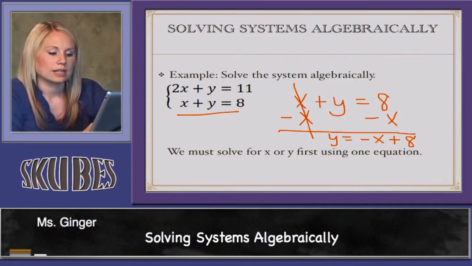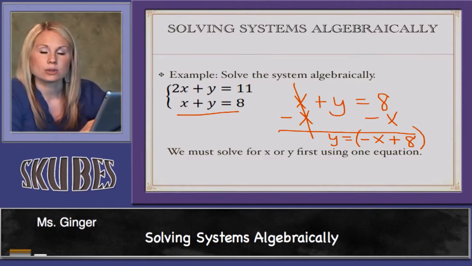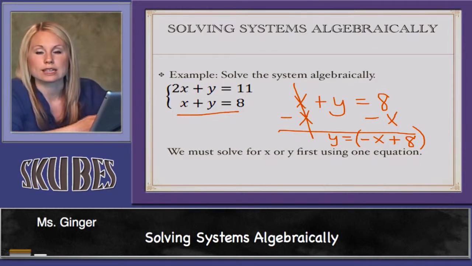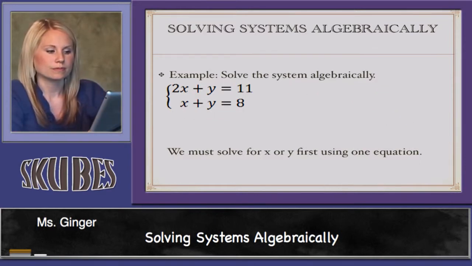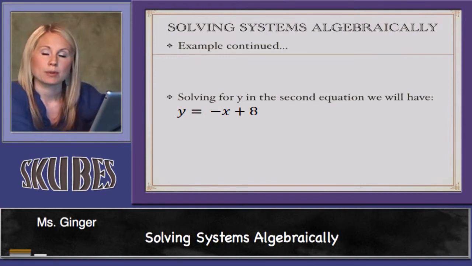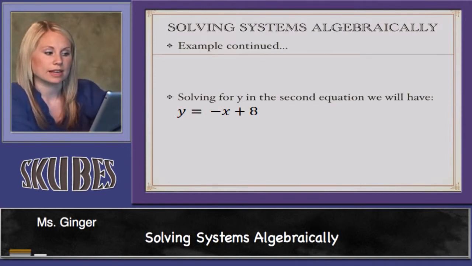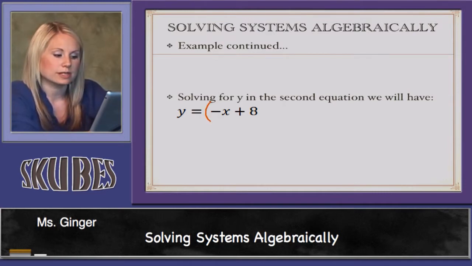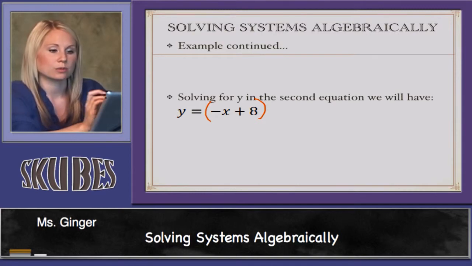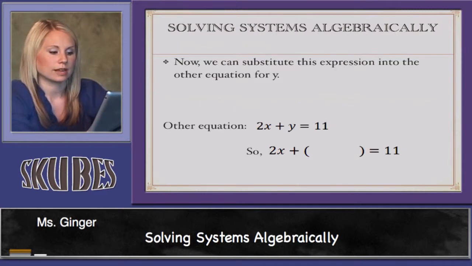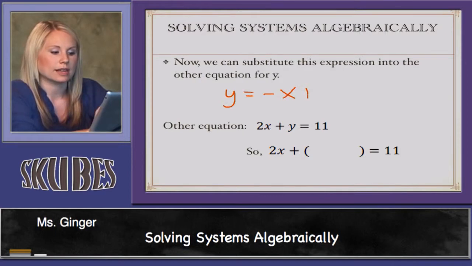And that is just getting one of our variables alone so that we can now substitute this expression into our other equation and eventually get a value. Alright, so remember we came up with y equals negative x plus 8 in that bottom equation. If y equals this expression, it can be a substitute for y. So that's what we're going to do next.